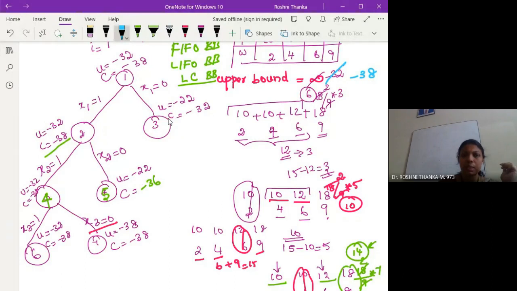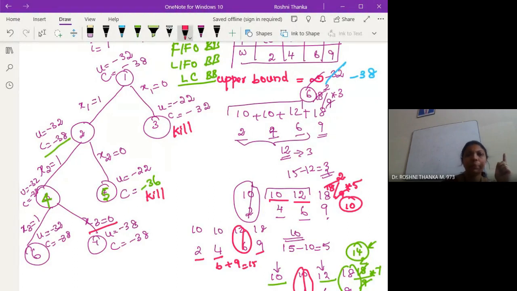So what is the cost here? Minus 32. So minus 32 is greater than minus 38, right? The cost should not be greater than the upper bound. So here it is greater. So you have to kill this node. You kill it. And here you see, in node number 5, what is the cost? Minus 36. Minus 36 is greater than minus 38. So kill it.